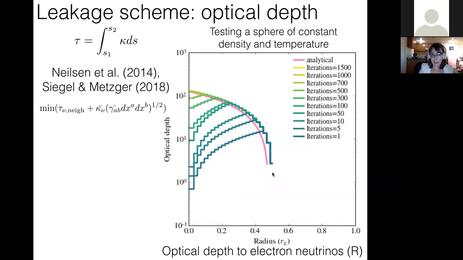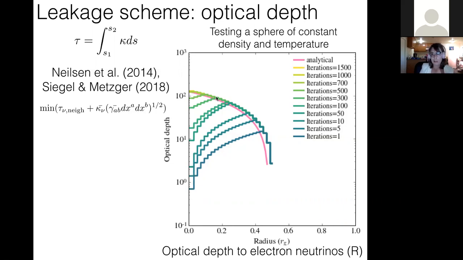This pink plot right here is the analytical calculation just by using this equation right here with the opacities for a sphere of constant density and constant temperature. And the different lines represent, in our simulation, we did just one iteration or 5 or 10, etc. And what you can see is that if we only do one iteration, we actually do a pretty bad job. So if we start here, it's only going to tell the neutrino to go to one of its neighbors, and the optical depth is not going to be as nice. But as we increase iterations, we start to get to the analytical curve.